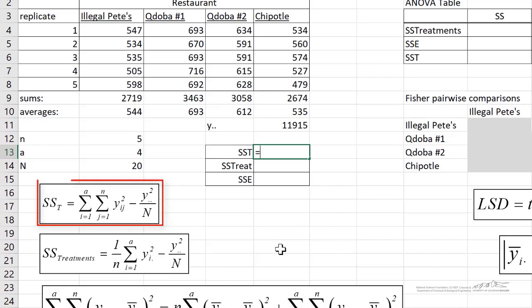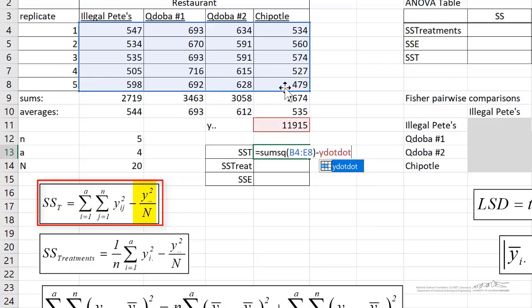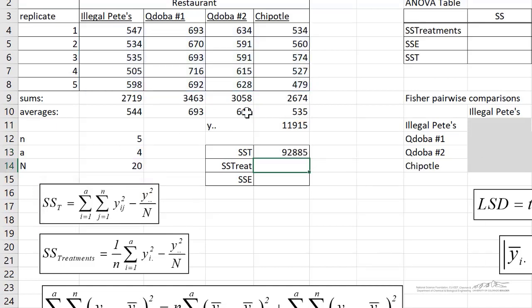So let's use these formulas to calculate SST. SST is just the sum squared. That's what this double summation down here is going to do of all of our individual observations. And then outside that, we can subtract y dot dot squared divided by big N. So I've named that capital N, big N. And so that means our total sum of squares is about 93,000.